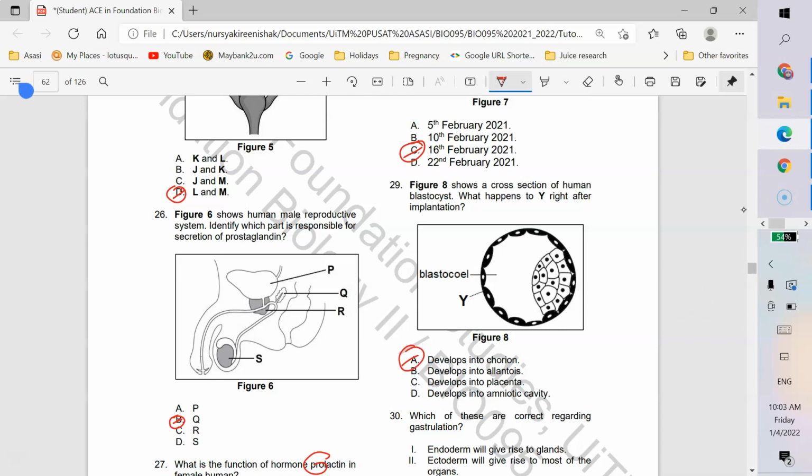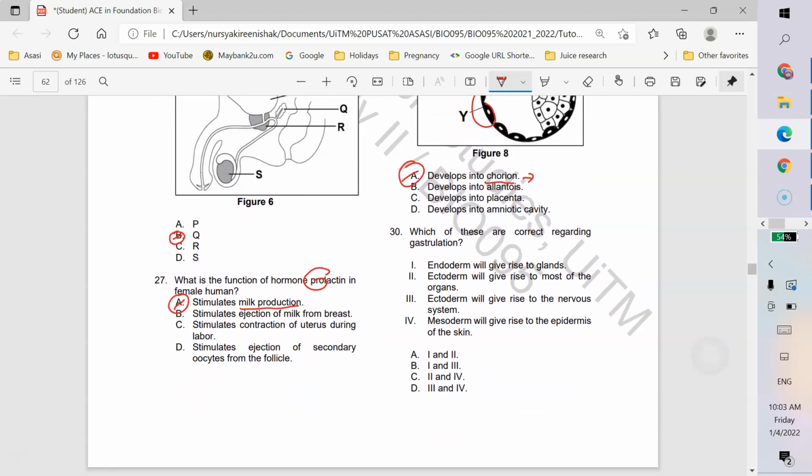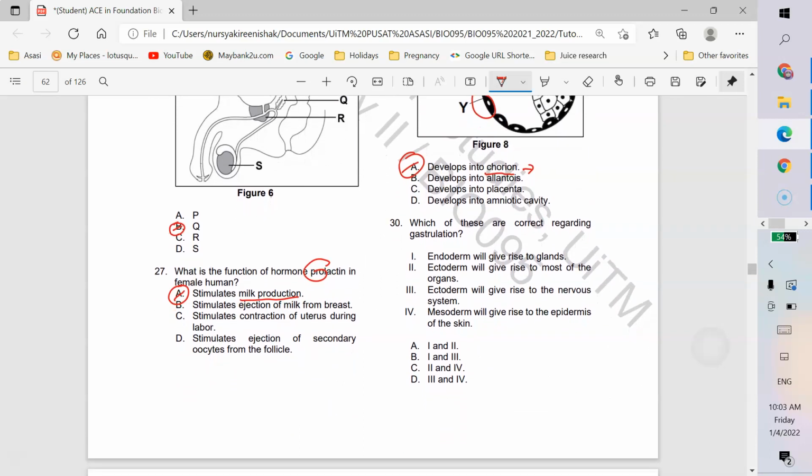Chorion. Figure 8 shows a cross-section of human blastocyst. What happened to Y after implantation? Y adalah trophoblast tadi. So trophoblast will develop into chorion, chorion into placenta. Okay, 30, which of these are correct regarding gastrulation? So for this one, the answer would be B.